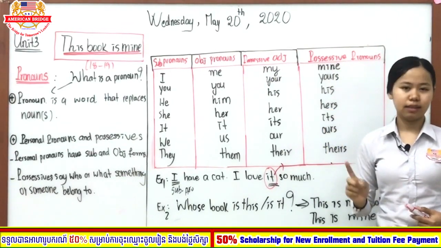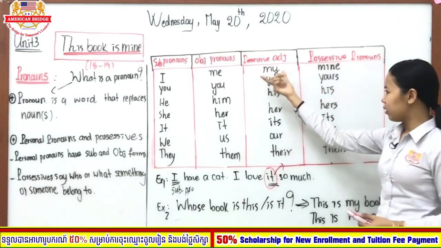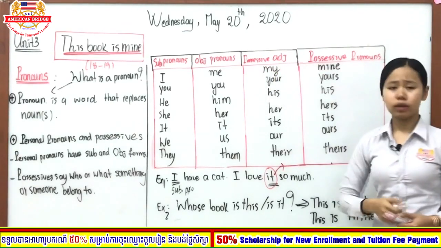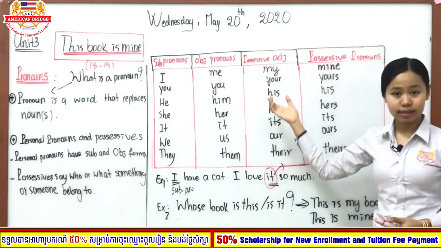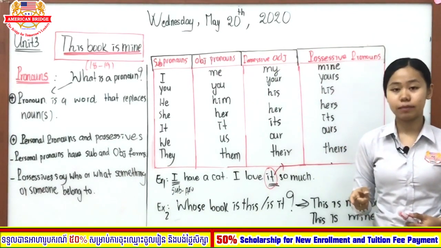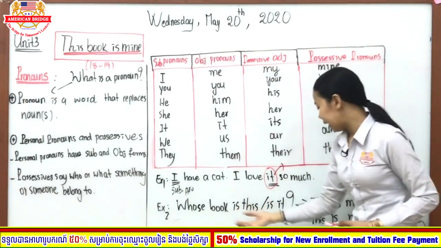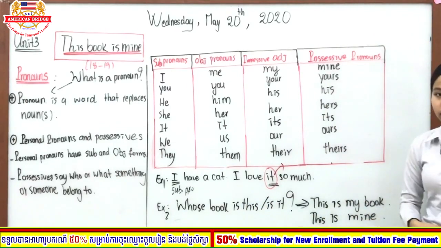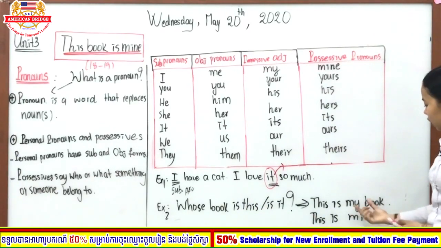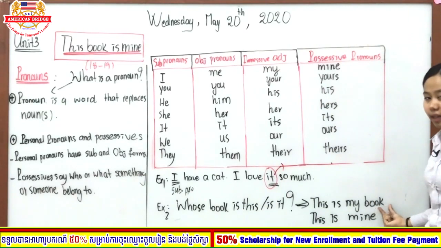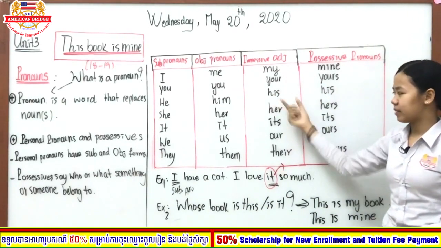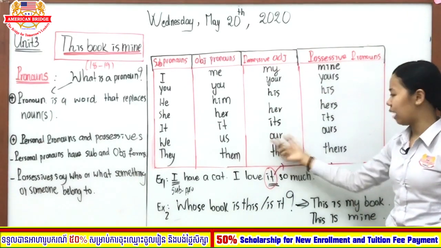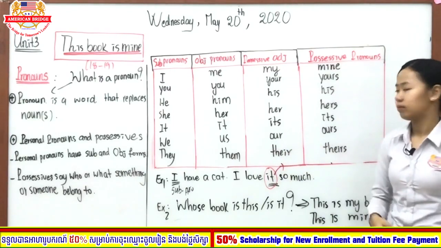But what the difference is that when you use a possessive adjective, you need to put a noun behind it. For example, this is my book. You see, my book. So you need to put book. So my book, your book, his book, her book, its book, our book and their book, for example.